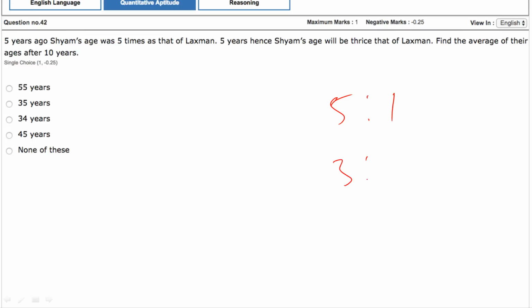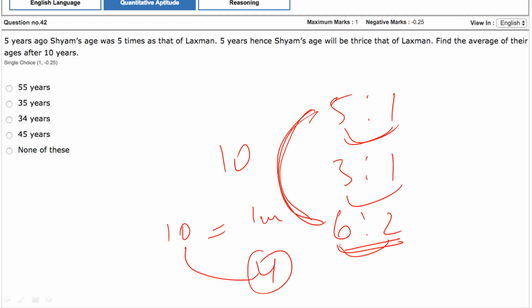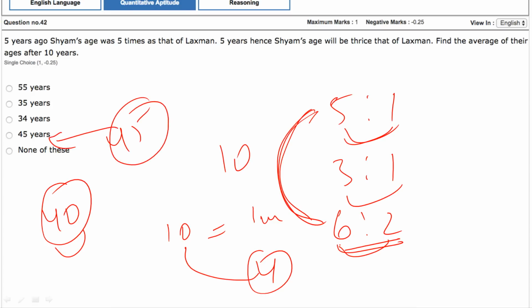5:1, 3:1. We had to keep their difference constant, which happens with 6:2. The actual difference is 10, and in my x, I am getting only 1 unit difference. So each unit corresponds to 10. Now 6 plus 2, 8 by 2 is 4 units, their average at 5 years hence. Basically, 5 years from now their average is 40. So with another 5 years their average age will increase by 5. So 45. That is my answer. I hope this is clear.